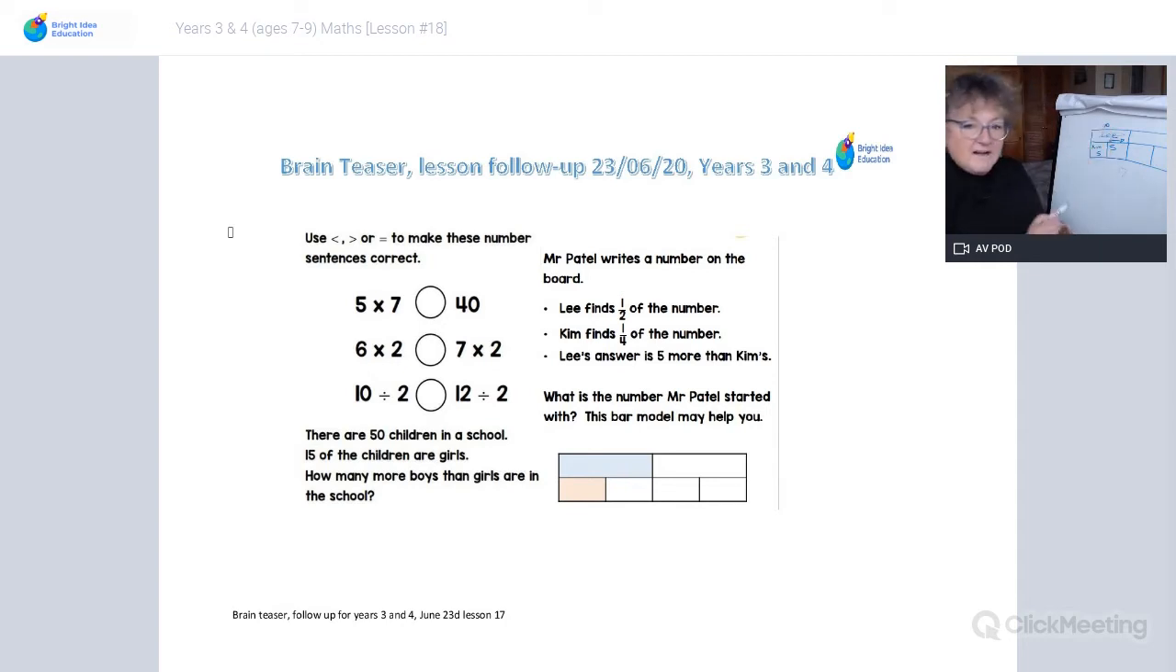Kim's bit is 5. What number did Mr. Patel start with? If half of it is 10, what number did Mr. Patel start with?